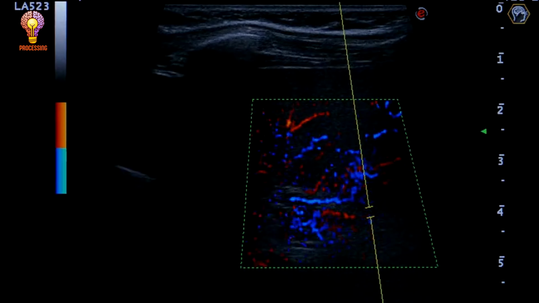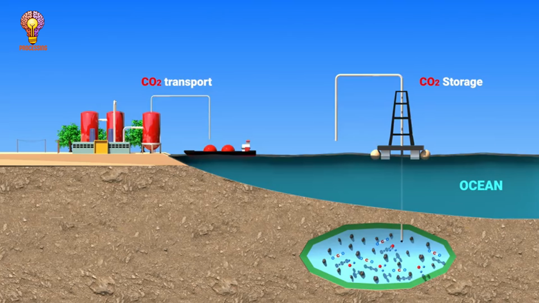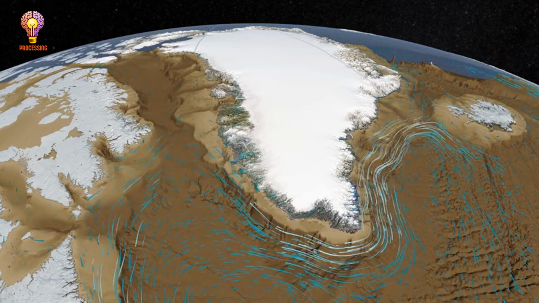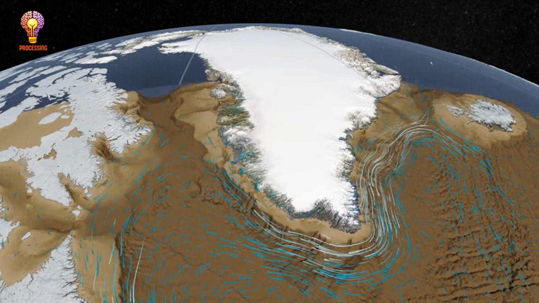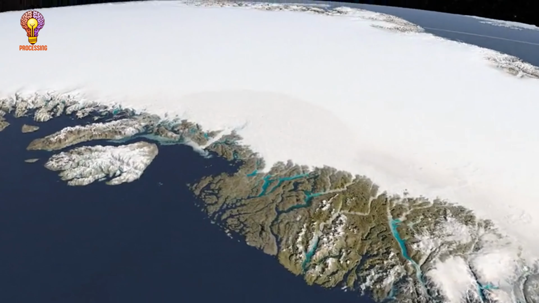3D seismic imaging. This technique, commonly used in the oil and gas industry, is being adapted to locate mineral deposits, including by mapping the Earth's subsurface in 3D. Geologists can more accurately pinpoint areas rich in silicate minerals.